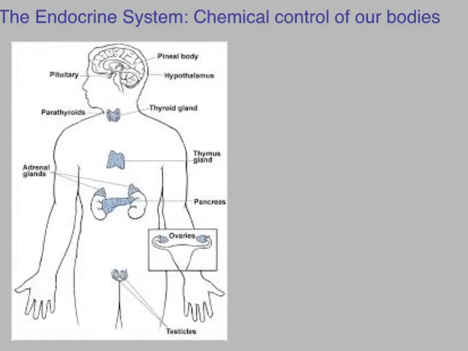Today we're going to introduce the endocrine system. And basically the endocrine system allows our bodies to have chemical control. And it's very important in the maintaining of homeostasis. Now for AP Biology, this is chapter 45 in your textbook. And for Biology 12, this is chapter 8 in the Bio 12 textbook.